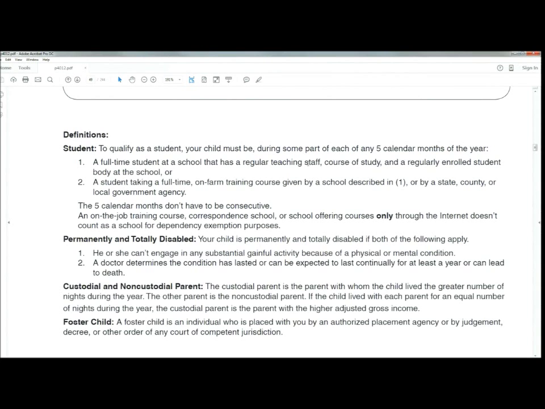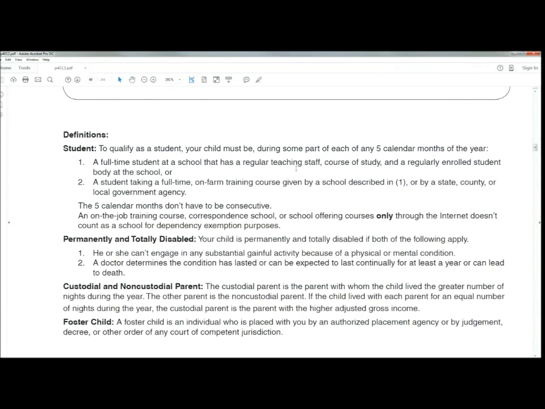Student: any part of 5 months that they're a full-time student. Any part. 1 day works. Don't need to be consecutive. You could have someone who's a full-time student, as defined by the institution itself, at least part of 5 months.